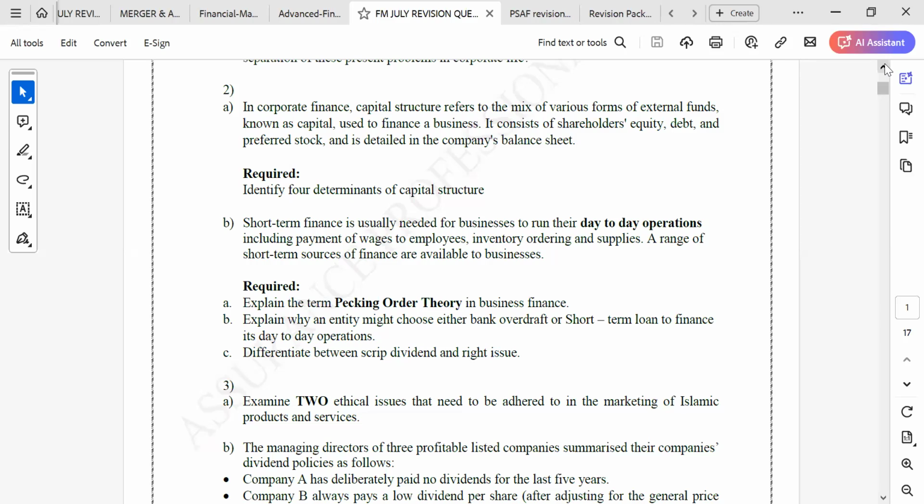Okay. So they say that short-term finance is usually needed for business to run their day-to-day operations, including payment of wages to employees, inventory ordering, and supplies. A range of short-term sources of finance are available to businesses. Required: explain the term pecking order theory in business finance. Explain why an entity might choose either bank overdraft or short-term loan to finance its day-to-day operations. Differentiate between scrip dividends and also what we call the rights issue. What is a pecking order theory?